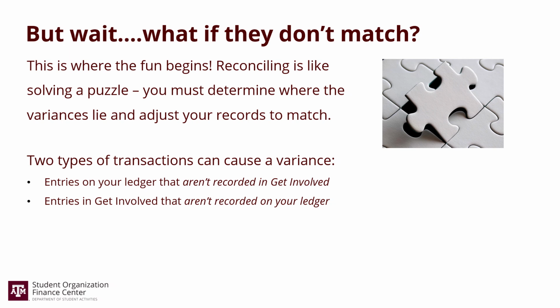There are two main types of transactions that can cause a variance: entries on your ledger that aren't recorded in Get Involved, and entries in Get Involved that aren't recorded on your ledger. The next few slides will cover some important lingo and explain how to reconcile these discrepancies.